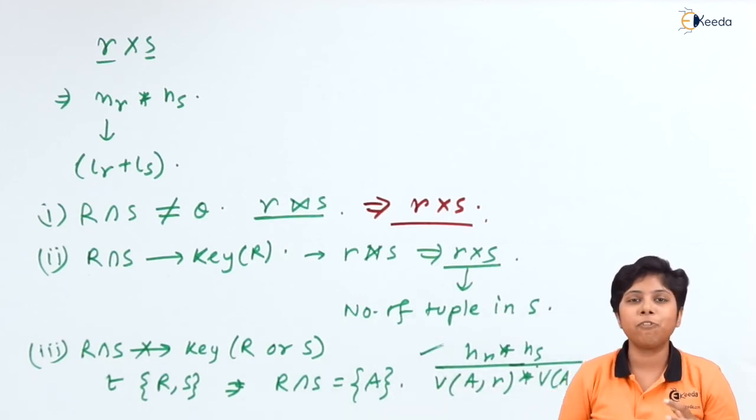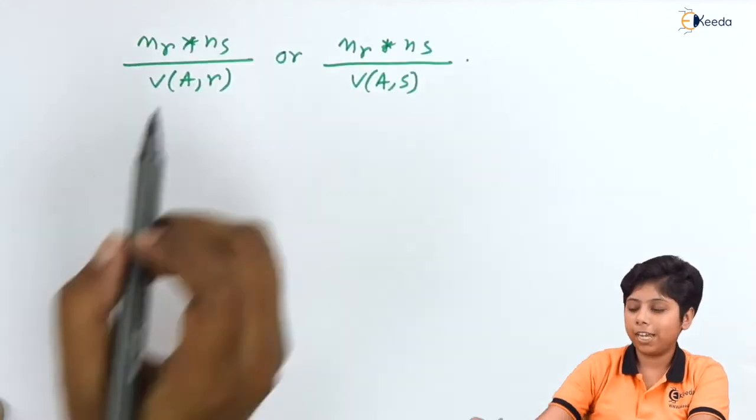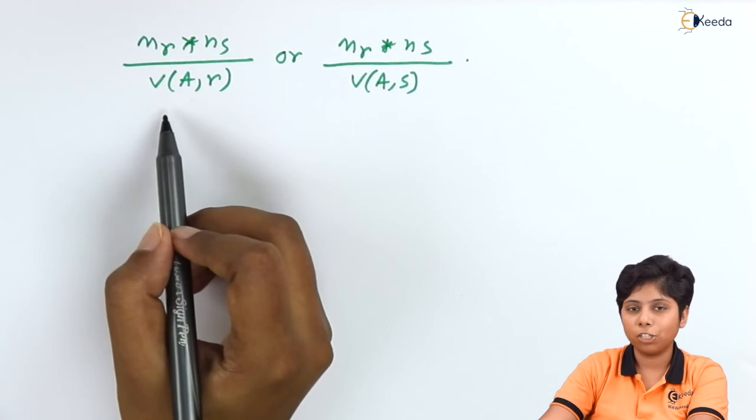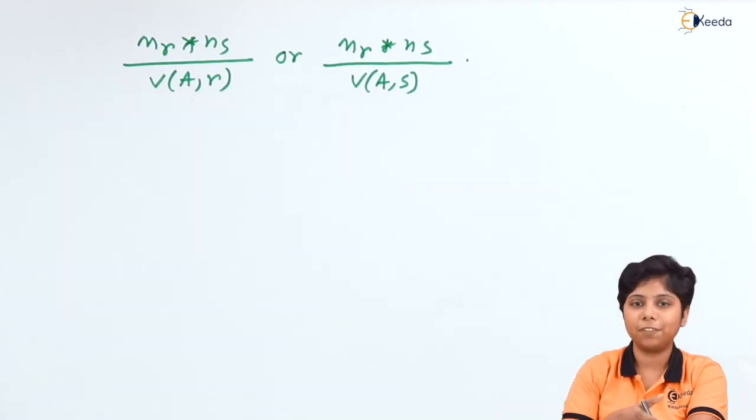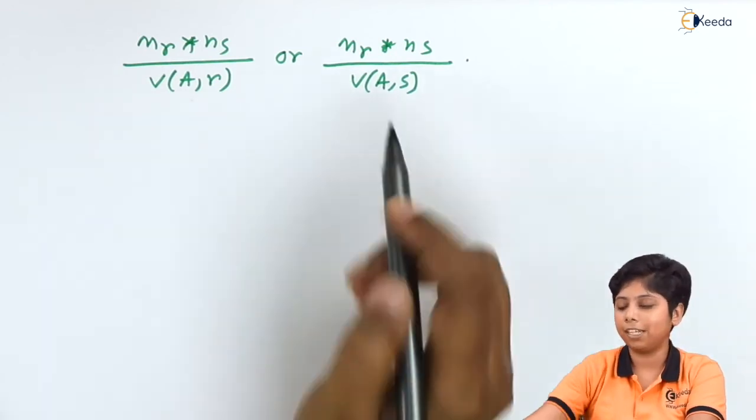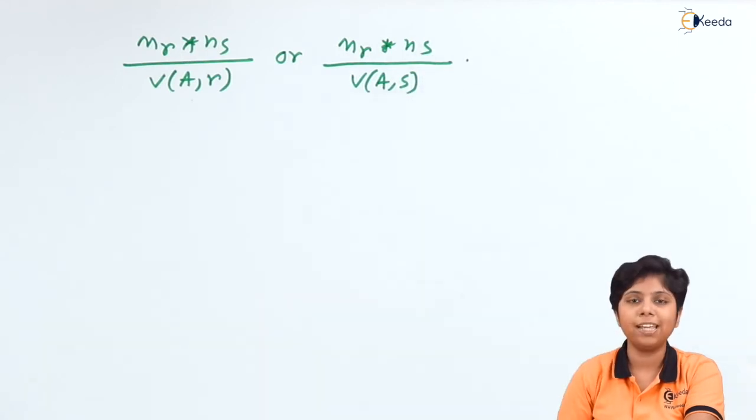Now, what happens if it is R unioning S, then it will have NR into NS by V(A,R) for the relation R, if it is on the left side, and if S is on the left side, then it will be NR into NS by V(A,S).